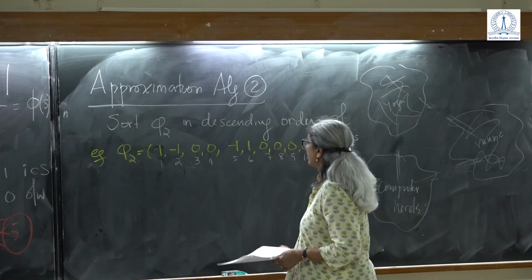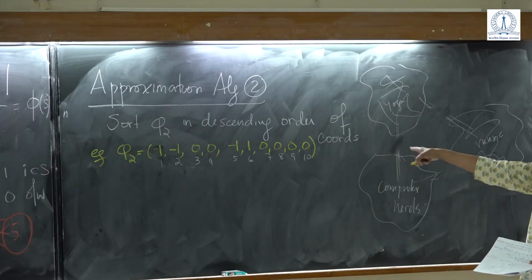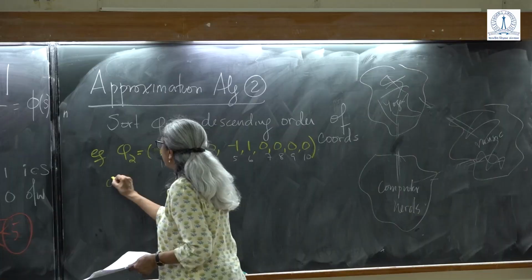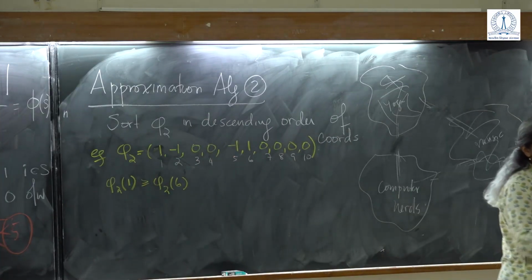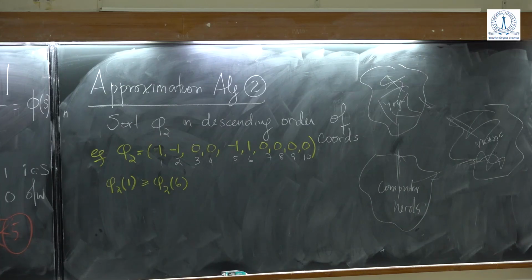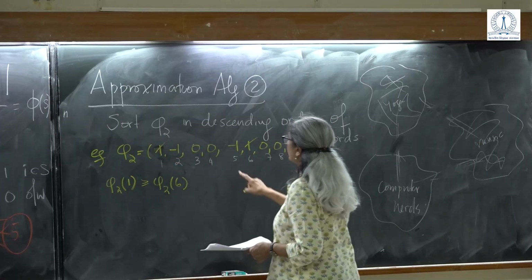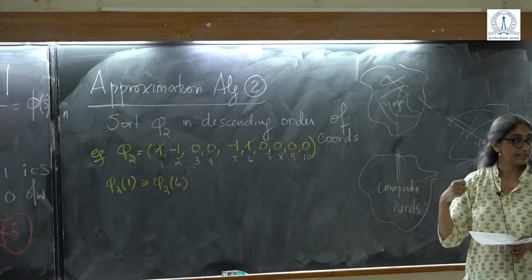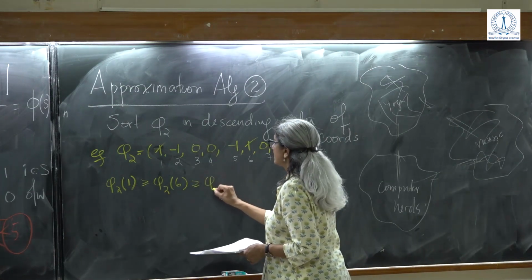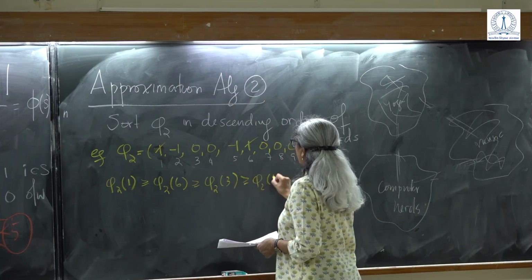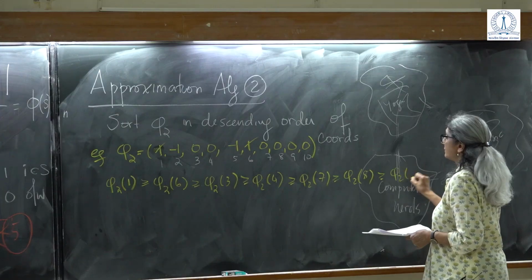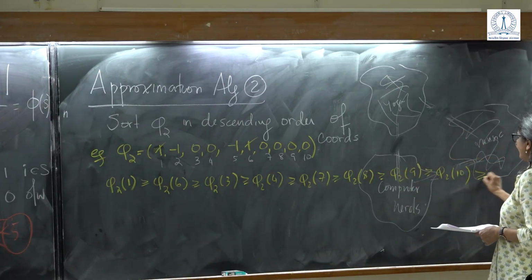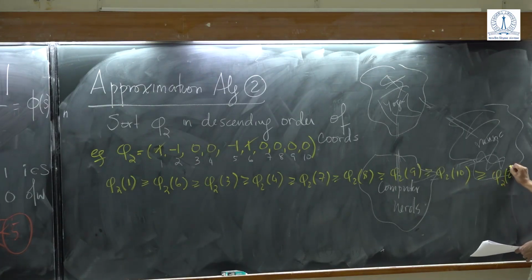So sorting means that I look at the biggest ones. The biggest ones are in the first position and the sixth position, right? So we have phi 2 of 1 is greater or equal to phi 2 of 6. Those are the top two. It doesn't matter which one you put first, but I have ordered, so these two are done. And then you have to do all the zeros, those come next, right? I'm sorting the coordinates in descending order. So I can do phi 2 of 3, phi 2 of 4, greater or equal to phi 2 of 7, greater or equal to phi 2 of 8, greater or equal to phi 2 of 9, greater or equal to phi 2 of 10. And then finally, I will get the two minus ones, which are phi 2 of 2 and phi 2 of 5.